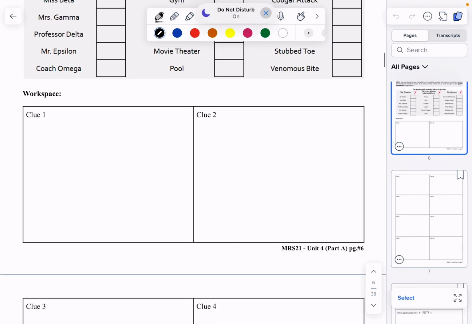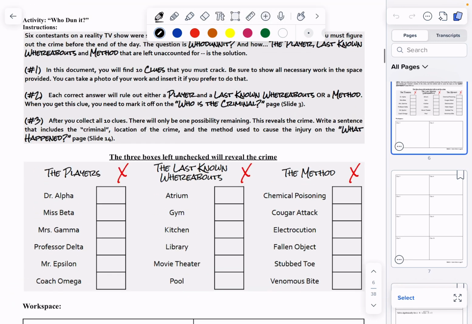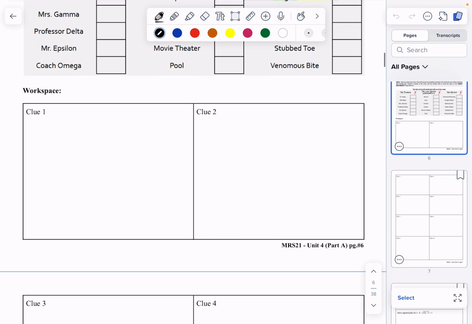Hi everyone, let's go over some radical equation questions. So we were working on this activity, "Who Done It." I'm just going to go over these questions. So the clue one question was radical x is equal to 9.